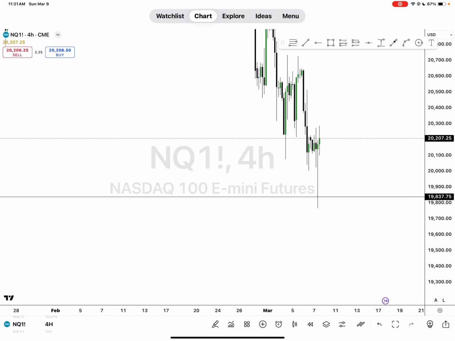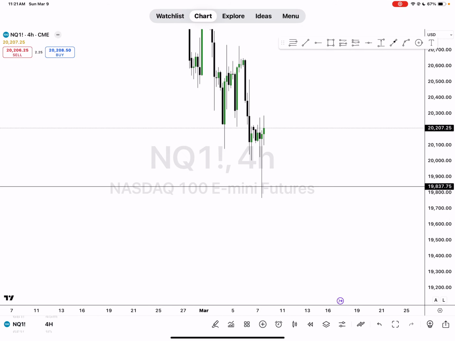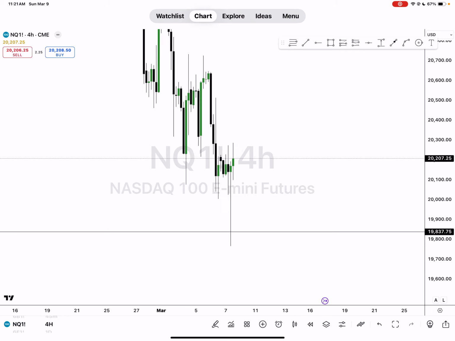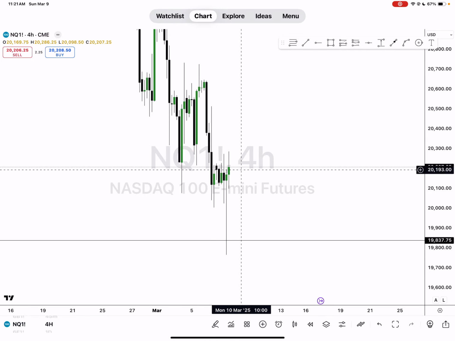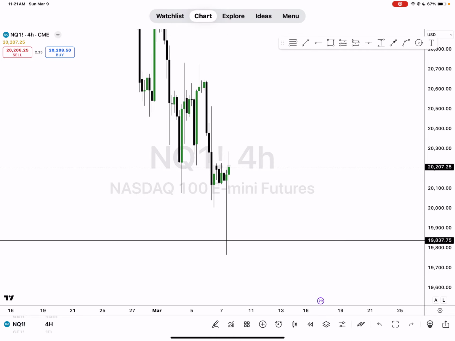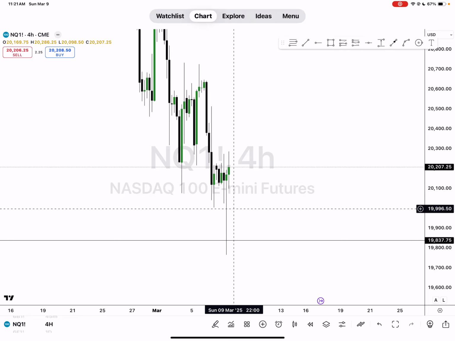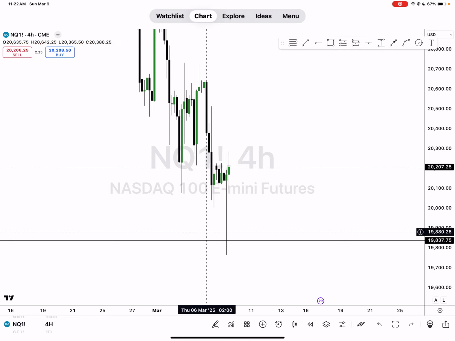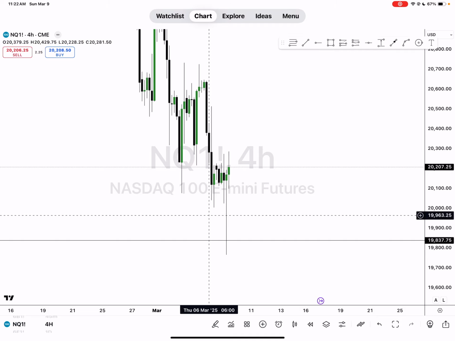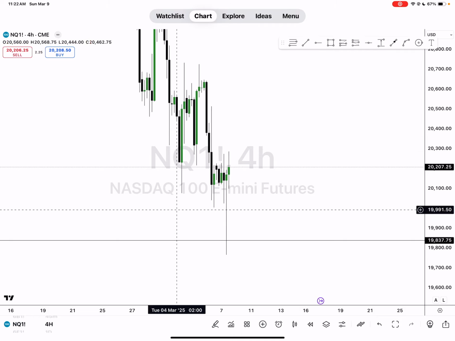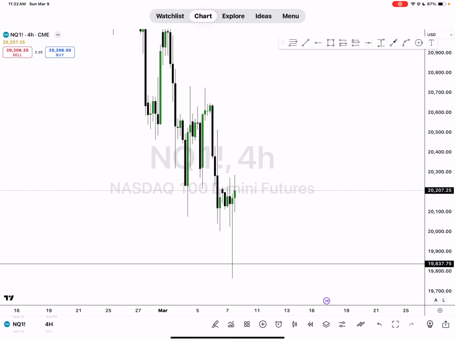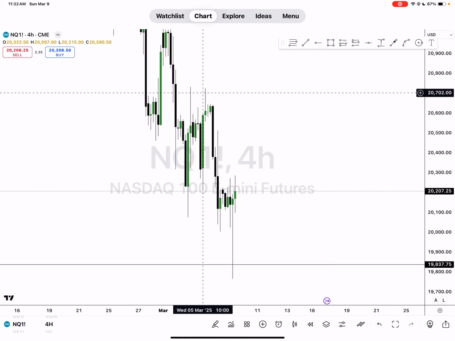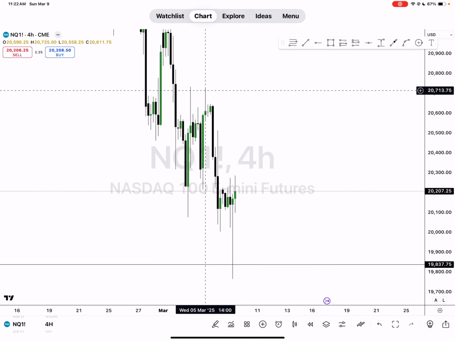So, all that being said, what I need to see now in order to transition my bias from the macro perspective from a bearish to a bullish phase of the market is I want to see price action form here, not on the micro perspective level. I want to see it on the macro perspective level. So we're talking about the 4-hour, we're talking about the daily. I want to see structural points broken on this level, right?